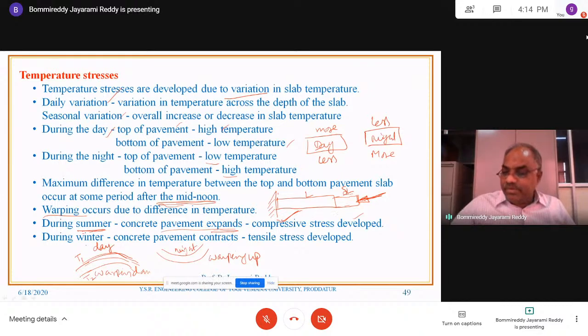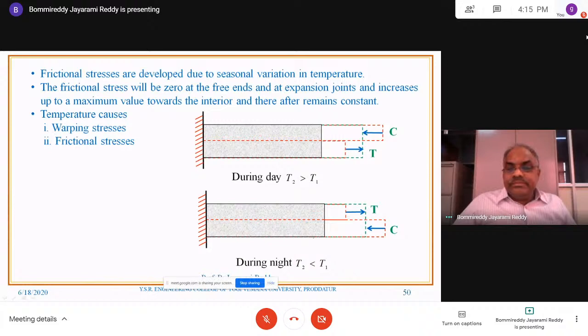And in the same way, during winter, temperature is less, concrete contracts, and tensile stresses will develop. Okay. Now, this is the natural case that we can look at during the day. During the day, what is going to happen? T2, say for example, temperature 2 at the top and temperature T1 assume at bottom.